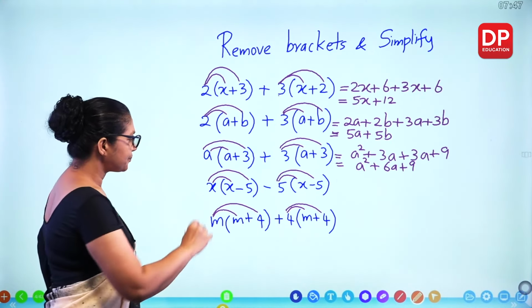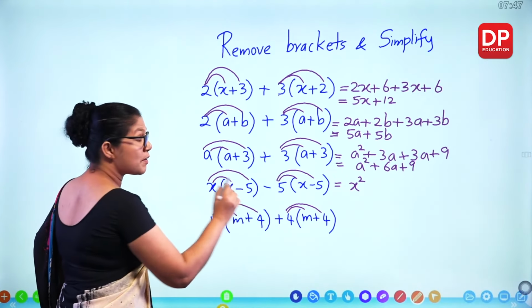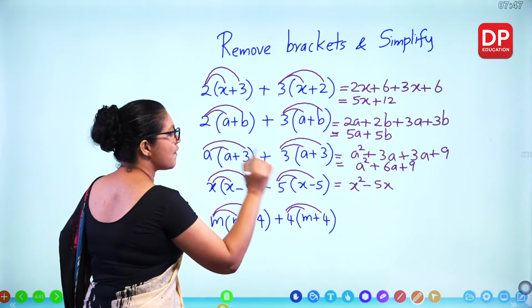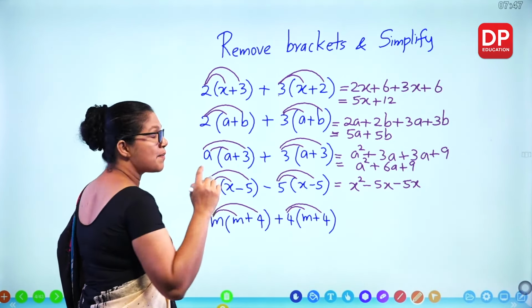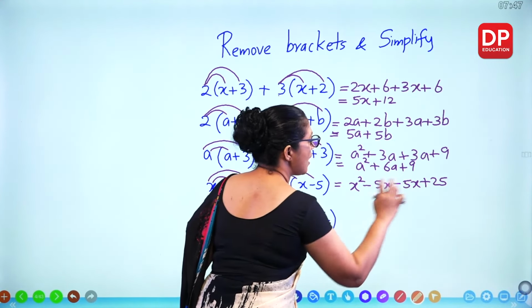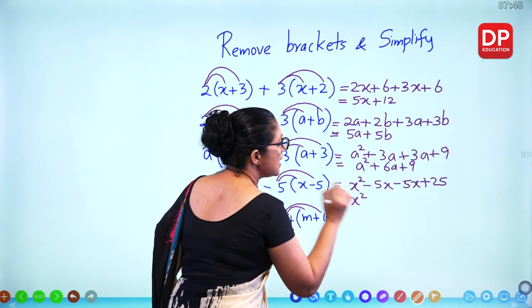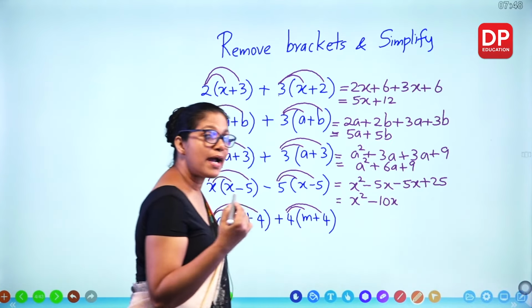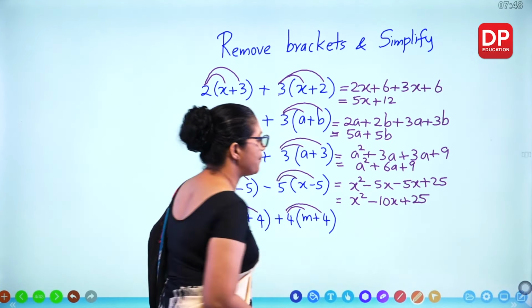Now this one, x with x, x squared. X with minus 5, minus 5x. Minus 5 times x, minus 5x. Minus 5 times minus 5, you get plus 25. Now you can add these two. So what do you get? X squared minus 10x. Minus 5 and minus 5, you get minus 10, plus 25.